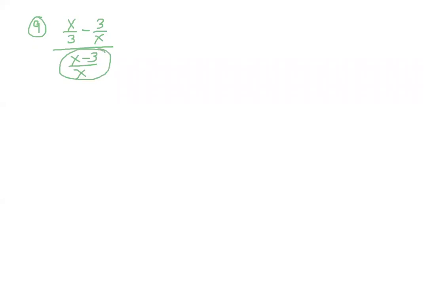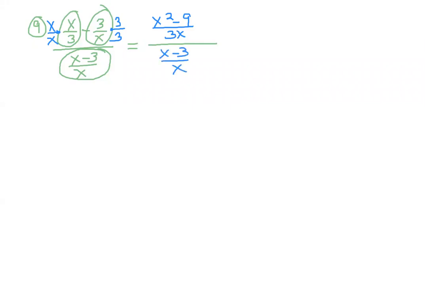Our denominator already has just one fraction, but look at this. Our numerator has 2. So we have to rewrite our numerator as one fraction, which means we have to get a common denominator, which is going to be 3x. So we have to multiply this one by 3 over 3, and this one by x over x. And if we do that, we end up with x squared minus 9 over 3x. That's just our numerator. We still have this in our denominator.